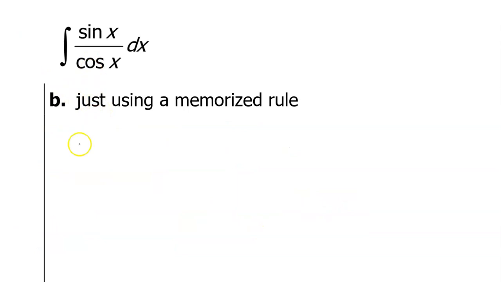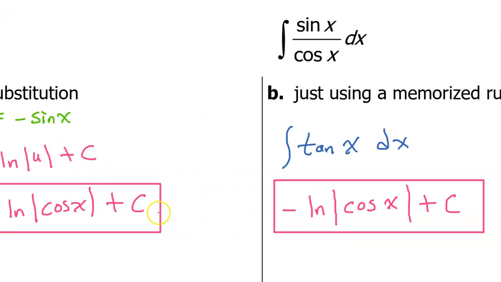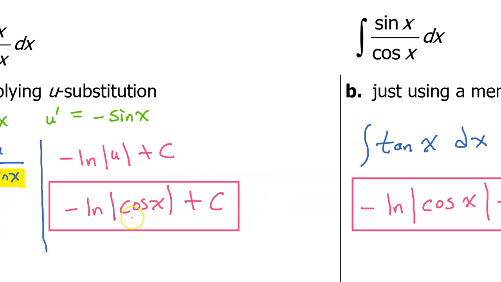Now let's do the same problem again, but this time using a memorized rule. We know that sine over cosine is tangent, so this is really the integral of tangent x dx. And here is the memorized rule that we learned for the integral of tangent x. Notice this is the exact same thing we got by the other strategy.